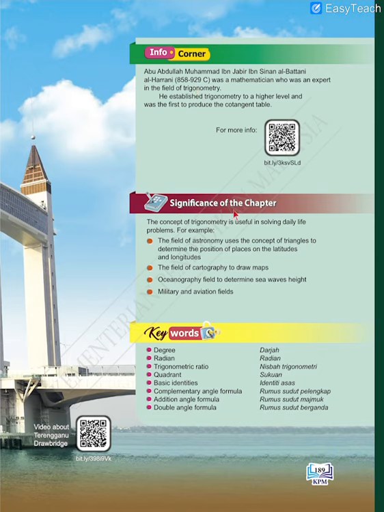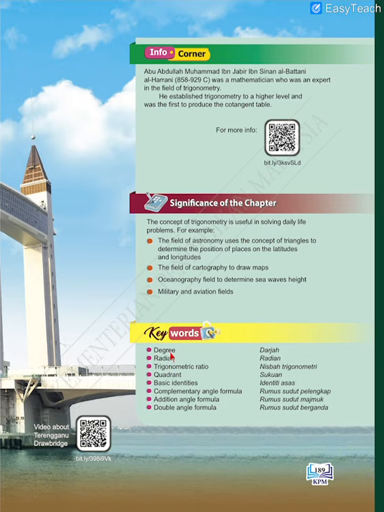Okay, so apakah keperluan kita belajar chapter ni? Okay, the concept of trigonometry is useful to solving daily life problem. Okay, such as the field of astronomy, to use the concept of triangles to determine the position of place on the latitude or longitude, the field of cartography to draw maps, oceanography fields to determine sea wave height, and military and aviation fleet. Okay, banyak kegunaan daripada basic chapter ni.